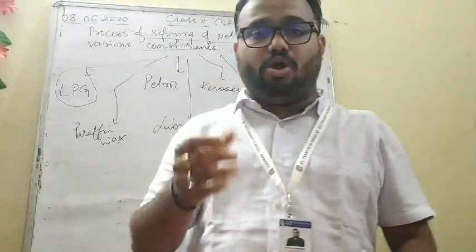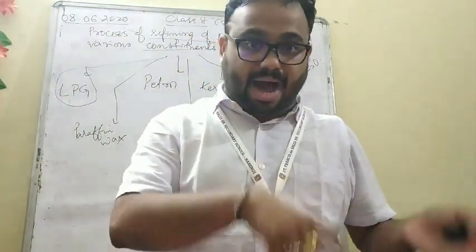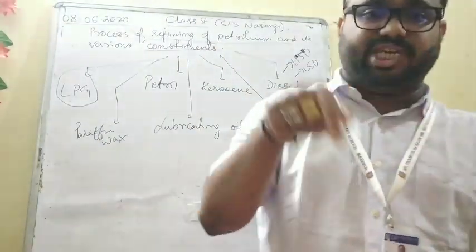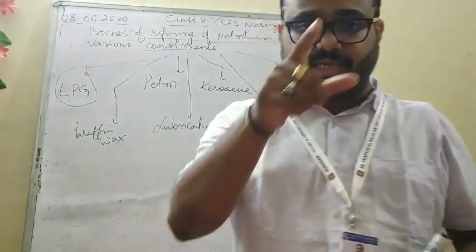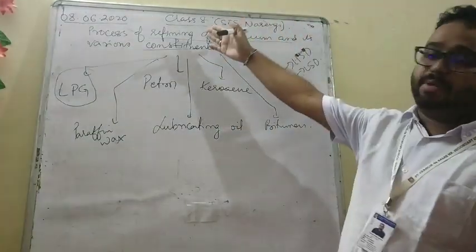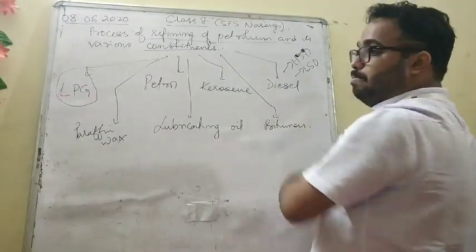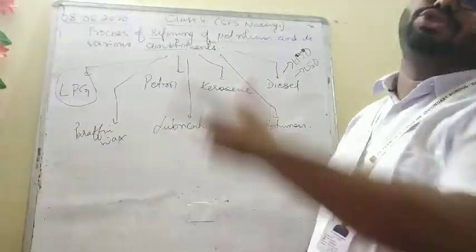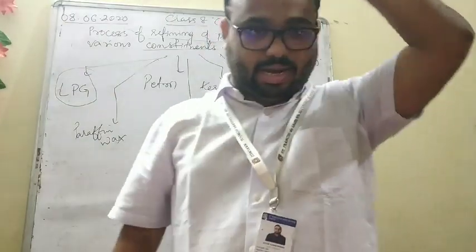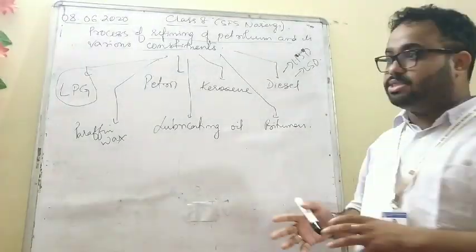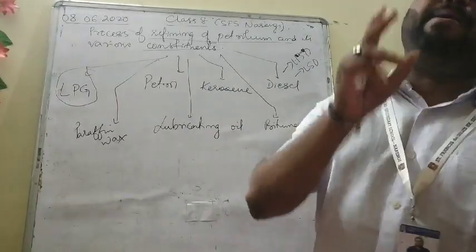Have you seen lubricating oil when we do servicing of our bike or car or fan? We put some oil in the chains of the bikes, a black colored oil, that is called lubricating oil, and that is also part of refining of petroleum. Then we have bitumen. Bitumen is generally used in making of roads along with coal tar, and bitumen is also used in paints.